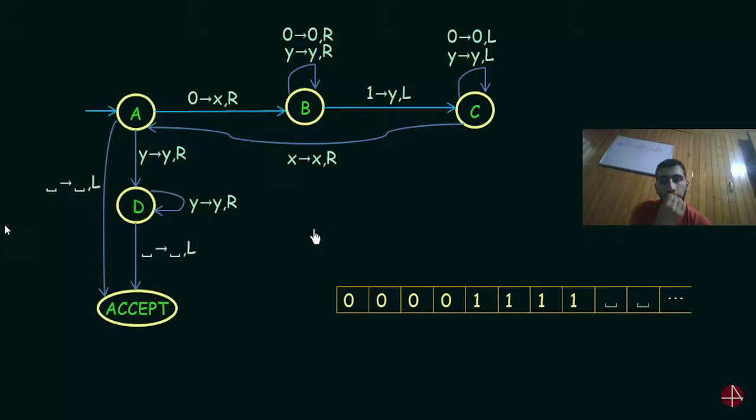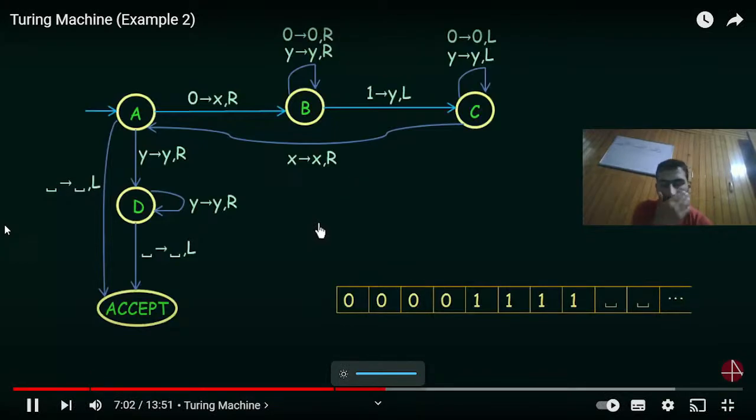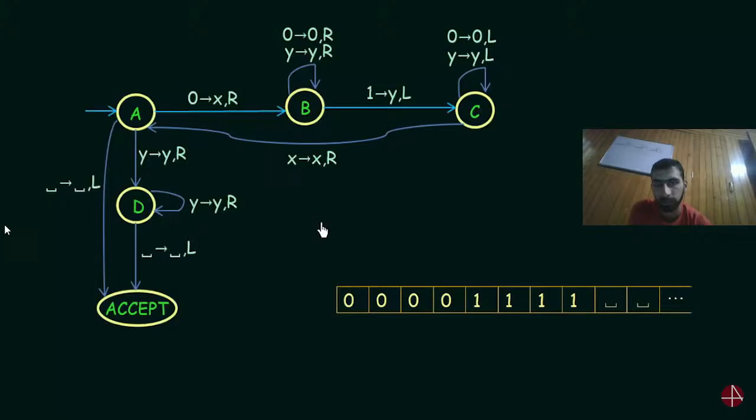Alright, we already said that the Turing machines we are designing are deterministic. So in determinism, what is it? You need to have a transition for every input for every state. And in a Turing machine, you also have to consider the blank symbol. So in state A, it has a transition for 0, a transition for Y, and a transition for the blank. But it does not have a transition for the symbol 1. So if you get a 1 in state A, it goes to the reject state.